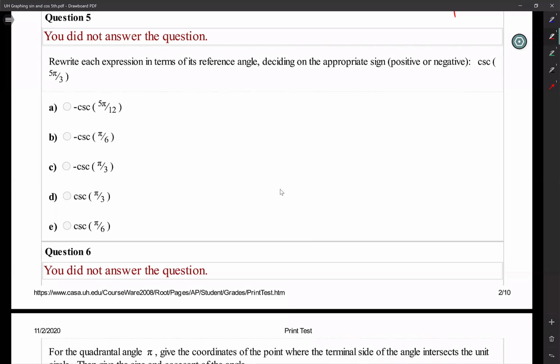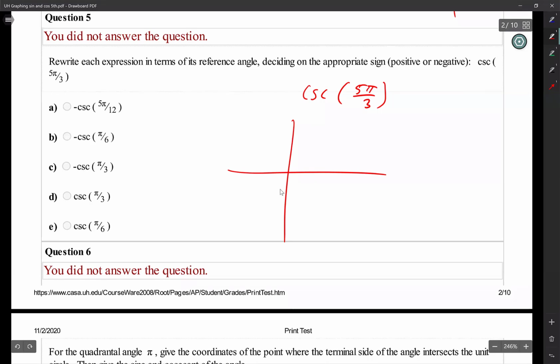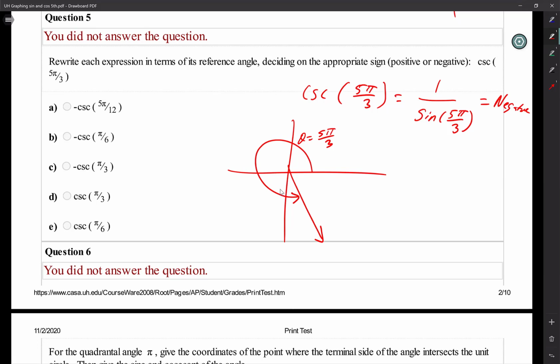All right, it says rewrite each expression in terms of its reference angle, deciding on the appropriate sign, positive or negative. So it looks like it's the same thing as last time. They gave me an easy angle, 5 pi over 3. All of you should know that 5 pi over 3 is in quadrant 4. In quadrant 4, cosecant is negative. Why? Because cosecant is the reciprocal of sine, and sine of 5 pi over 3 is some negative number. Sine is negative in quadrant 3 and quadrant 4.